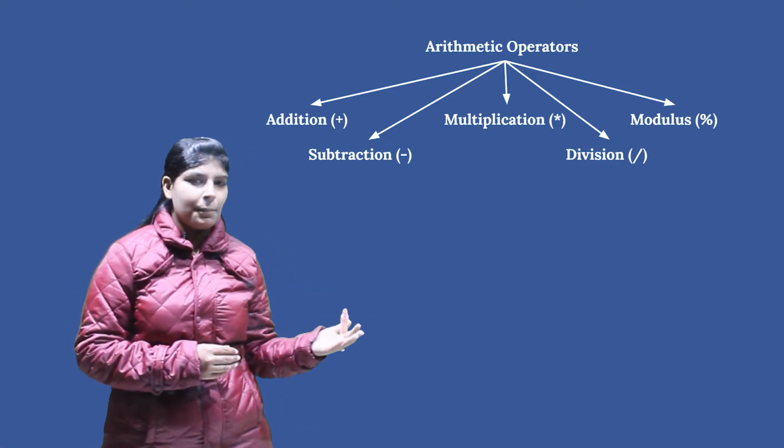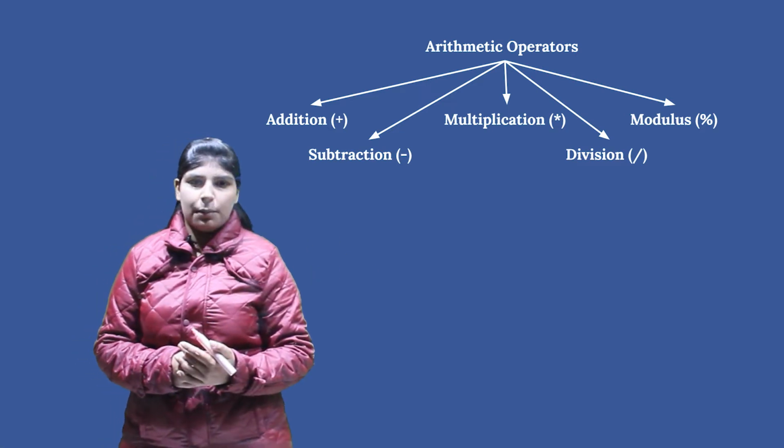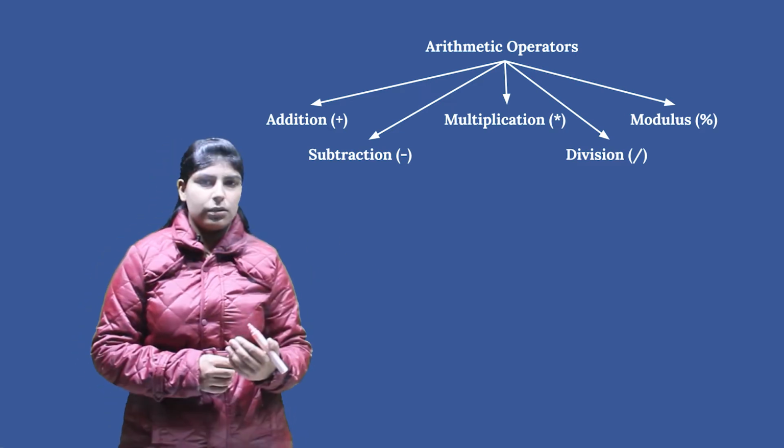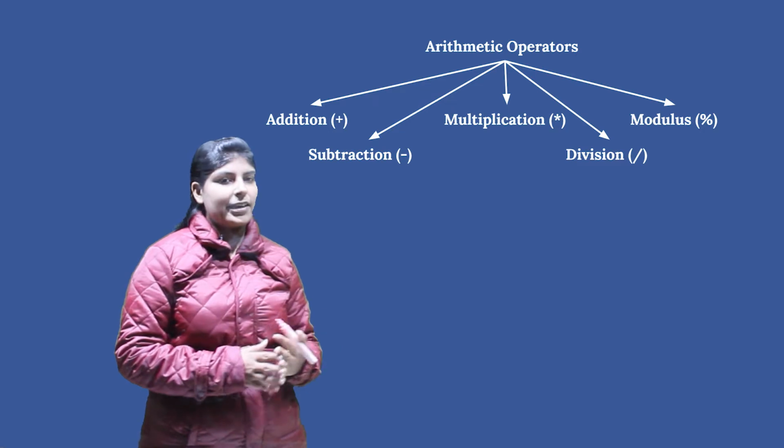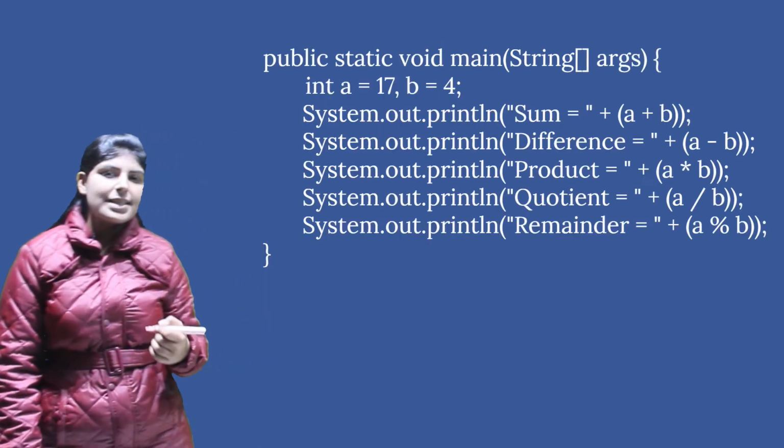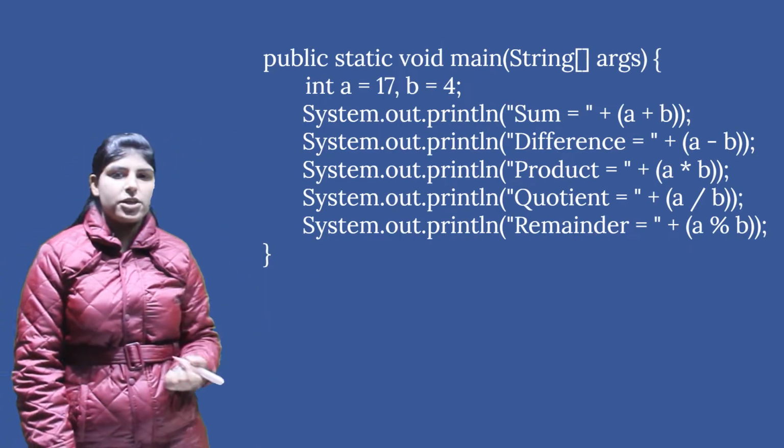When I divide two numbers, it gives me the quotient of these two numbers. Then I have modulo. It returns the remainder on dividing the two numbers. So let us see an example to understand the usage of arithmetic operators.